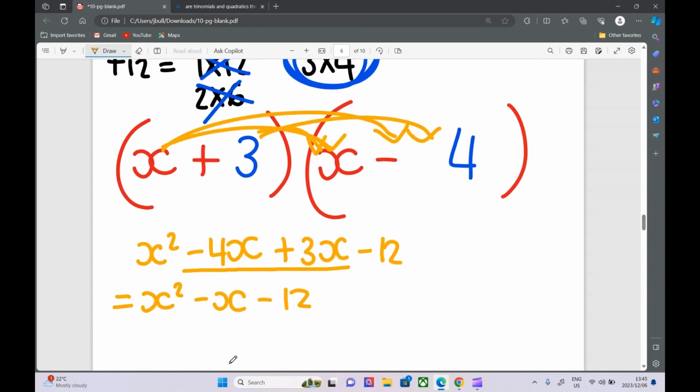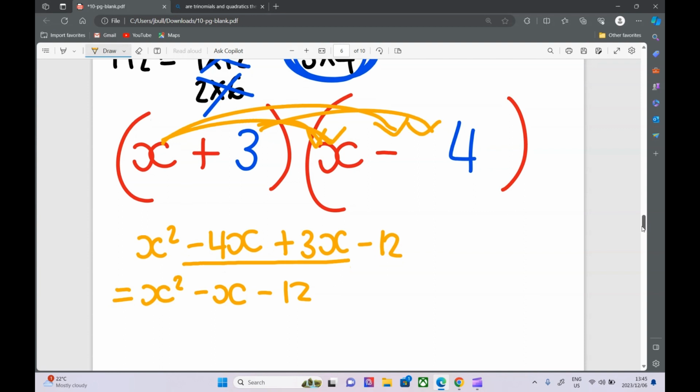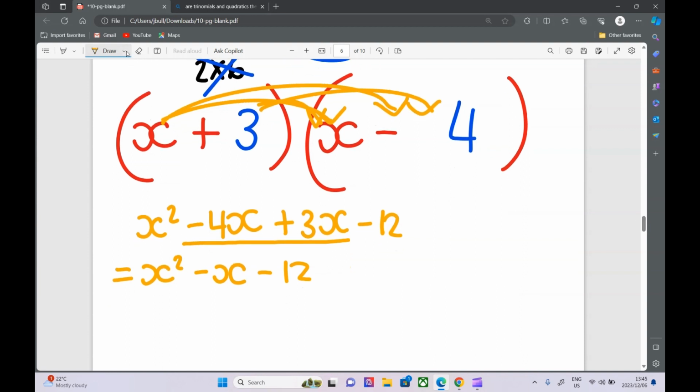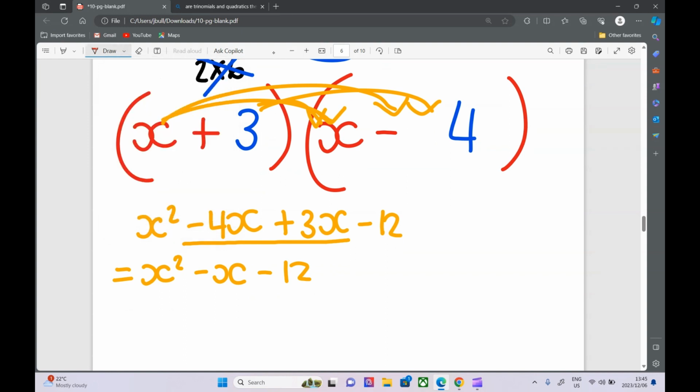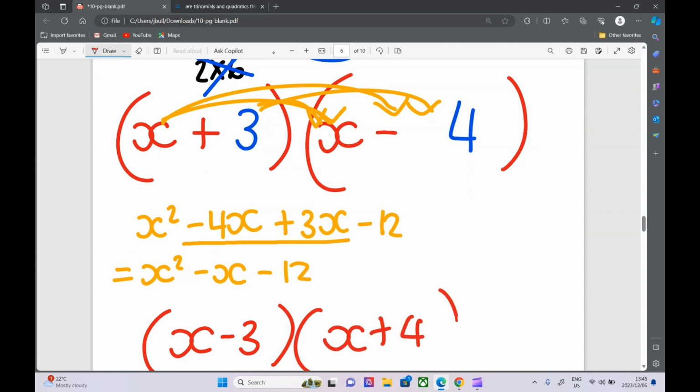Okay, so if you get to a point where it's like this, then you know the factorizing was wrong, but the only thing that was actually wrong was the signs. So all we need to do then is swap the signs around. And so we're going to have x minus 3, x plus 4. If you then did the expanding again, you would get the original expression. So that's how you can check that your factorizing is right.